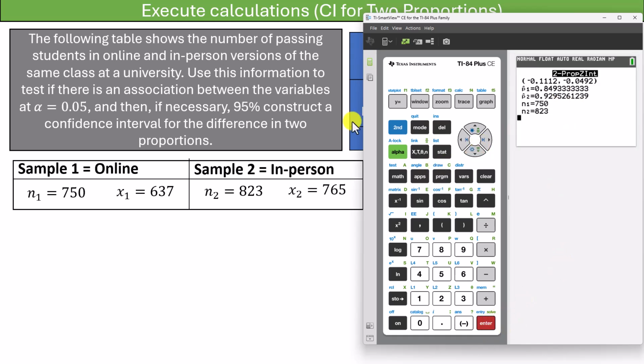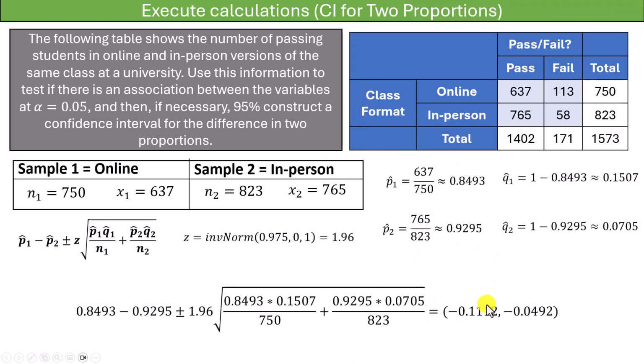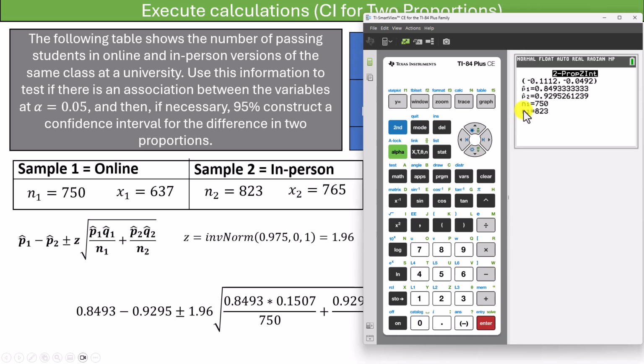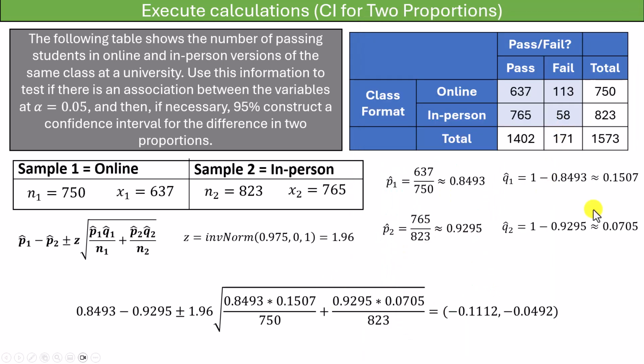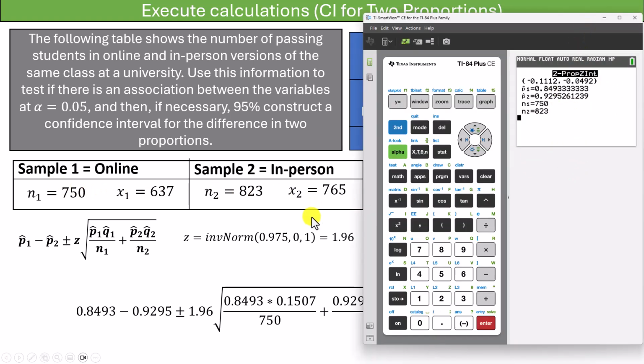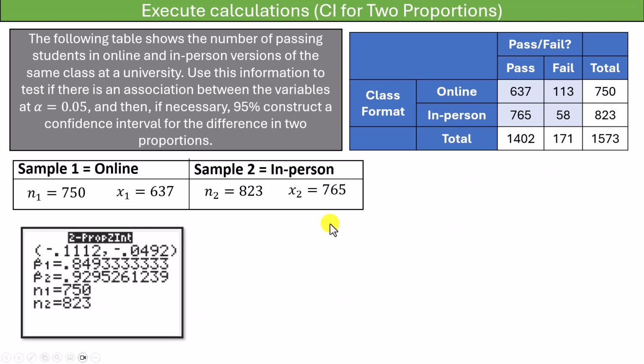Go ahead and calculate, and it's going to give us a whole bunch of information. It's going to give us the p-hats as well as the two bounds of our interval, which are the same numbers that I had here based on the formula a second ago, right? Negative 0.1112 and negative 0.0492. So it saves you quite a bit of time just plugging in these numbers as long as you can remember how to get there on the calculator. So here we have that information.